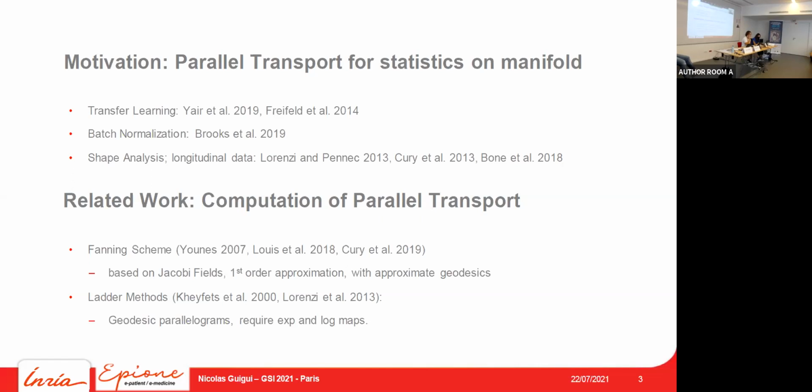However, computing parallel transport is not straightforward, and some methods have been developed. For example, the fanning scheme, which has been used mainly on the group of diffeomorphisms for shape analysis, is based on Jacobi fields. It's a first-order approximation of parallel transport. Or ladder methods, which you've seen already with the pole ladder, that use only geodesic parallelograms, and so the exponential and logarithm maps.